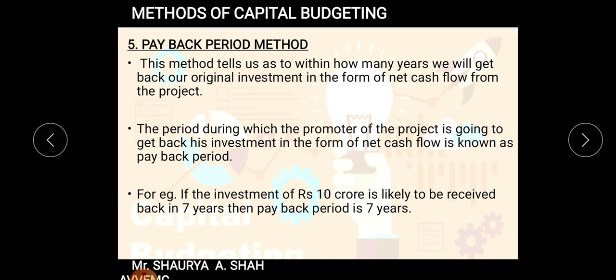For example, for your understanding, just read it. If the investment of rupees 10 crore is likely to be received, today I am investing 10 crore rupees in a project, and I will receive it, students, in 7 years, then my payback period is 7 years.